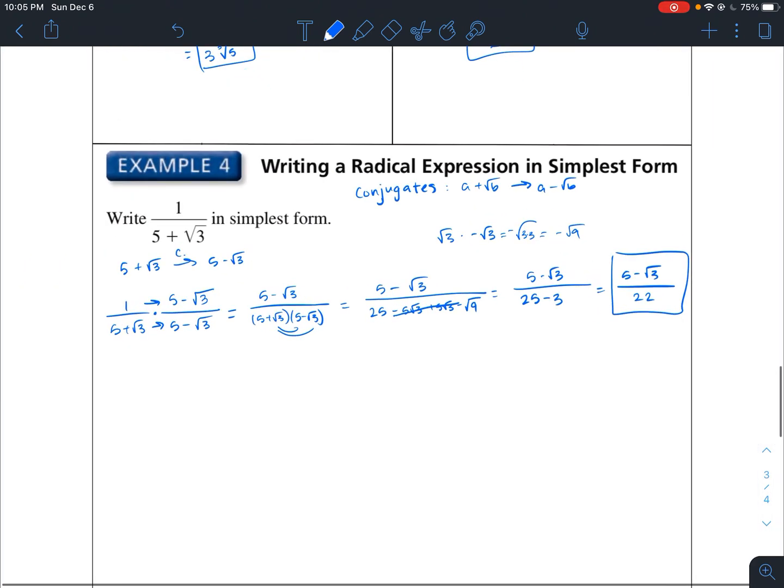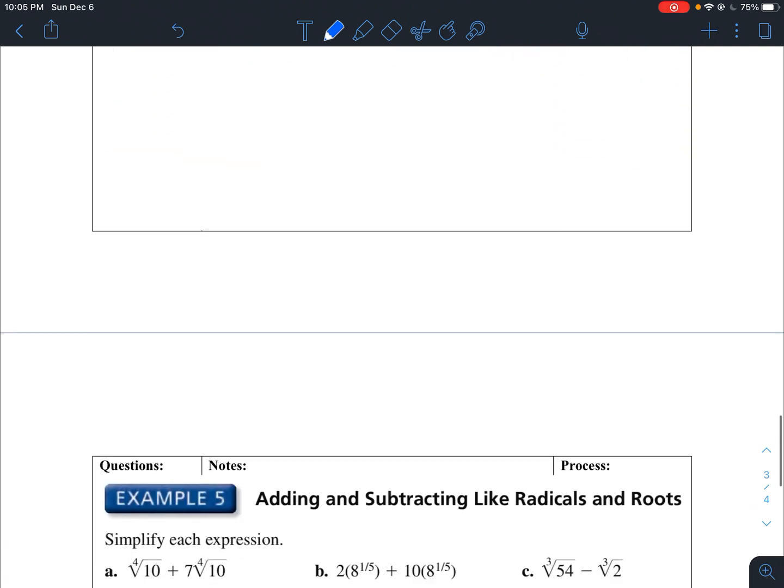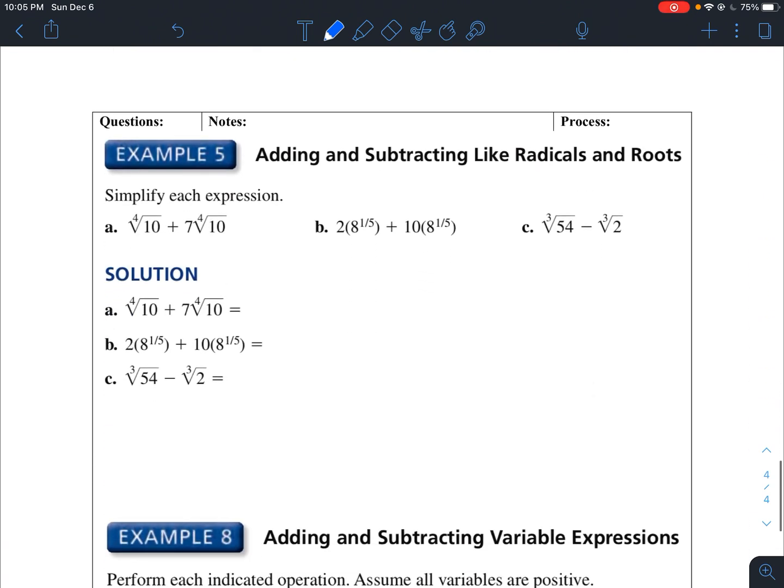We call this rationalizing the denominator, which means we're getting rid of radicals in the denominator. So notice here that our denominator doesn't have any radicals. And that's it for that. Alright, let's jump to 5.